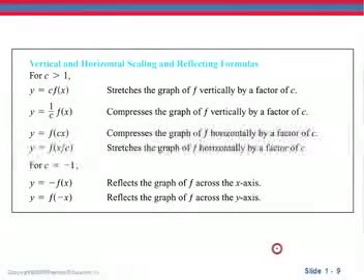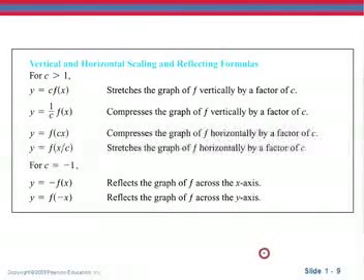As far as scaling of graphs goes, we can stretch and compress our graph by multiplying by factors. If we multiply a function by a constant, that will stretch the graph vertically by a factor of the same constant. If we multiply a graph by 1 over c, that will compress the graph vertically by a factor of c. If we multiply the x inside the function by a constant, that compresses the graph horizontally by a factor of c. If we multiply the x inside the function by 1 over c, that will stretch the graph horizontally by a factor of c.